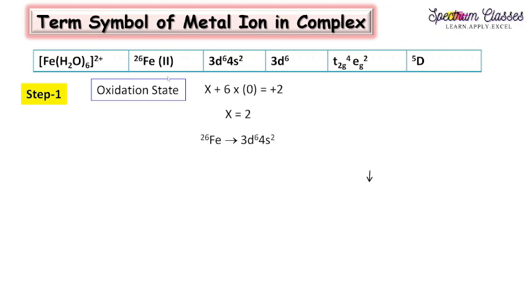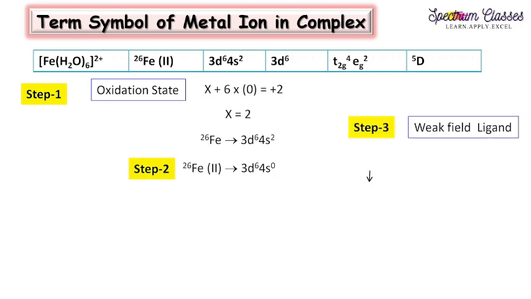The next step is to write down its electronic configuration. As I told you earlier, iron is 26, so it goes 3d6 4s2. Now for the 2+ oxidation state of iron, we have to remove 2 electrons, and they will be removed from the 4s orbital. The third step is to check whether it is a strong field ligand or a weak field ligand. Water, as I told you earlier, being an oxygen donor ligand, is a weak field ligand, or we can say a moderate field ligand.